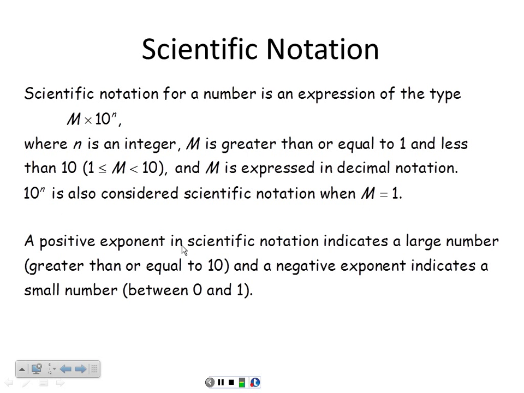So a positive exponent, and this is how you're going to keep this straight, because remember, n can be positive or negative. That's what the word integer means. N can be positive or negative. And so it gets kind of confusing which way I'm going to move this decimal. So remember this. A positive exponent in scientific notation indicates a very large number, something greater than or equal to 10. And a negative exponent indicates a very small number, a tiny, tiny decimal between 0 and 1. So keep that in mind. Positive exponent is a very big number. Negative exponent is a tiny, tiny decimal.